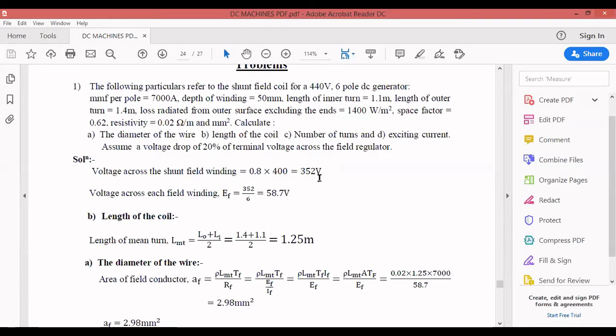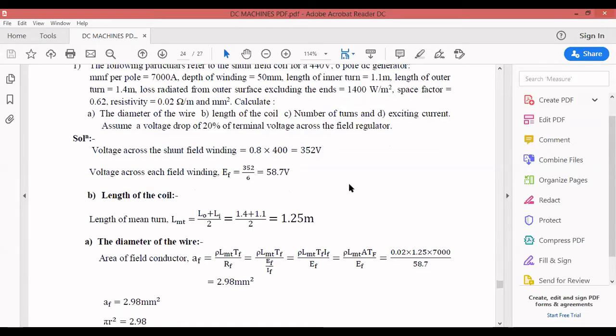EF is something, but what? 352 divided by 6. What do you get now? 58.7 volt. So 58.7 volt corresponds to the voltage drop in each field winding, meaning in a single pole. Next, find out the length of the coil.